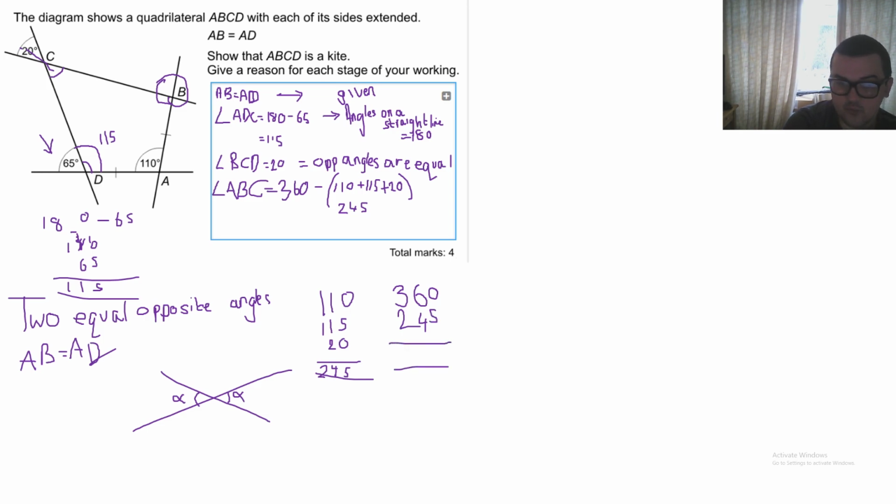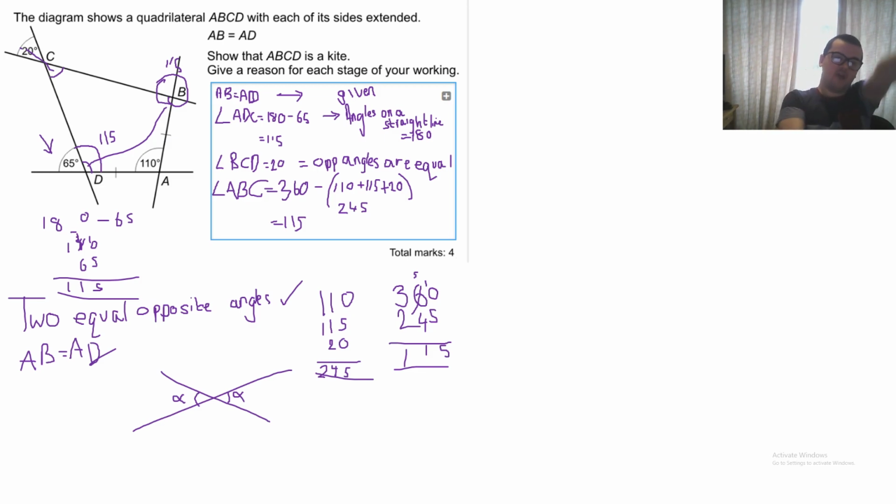0 minus 5, we can't do that. We picked 1 off of 6, so that becomes 5. 10 minus 5 is 5. 5 minus 4 is 1. 3 minus 2 is 1. So this equals 115. Now these two angles are equal. We've just shown that there are two equal opposite angles. And that is what we wanted to do.